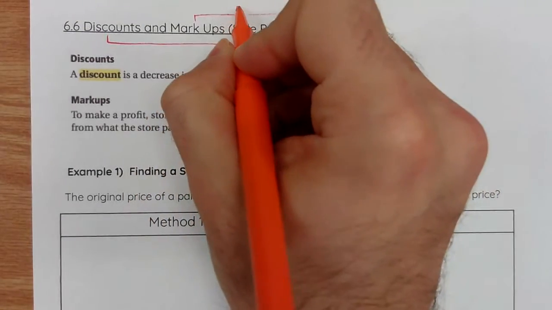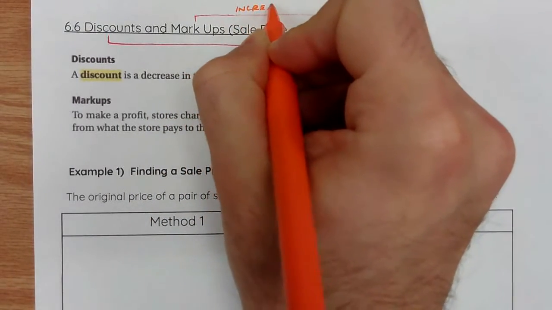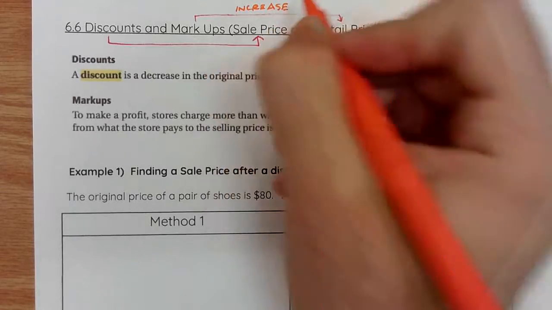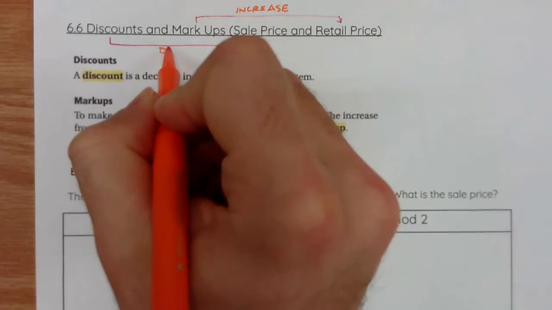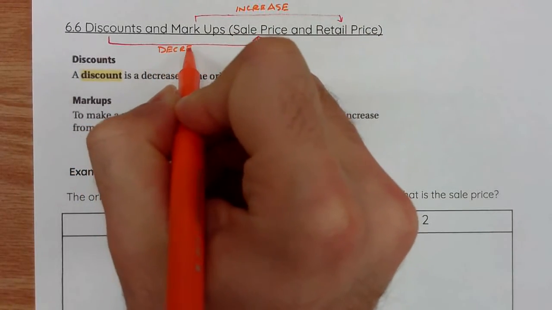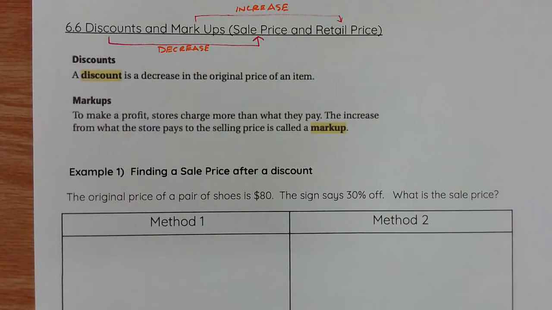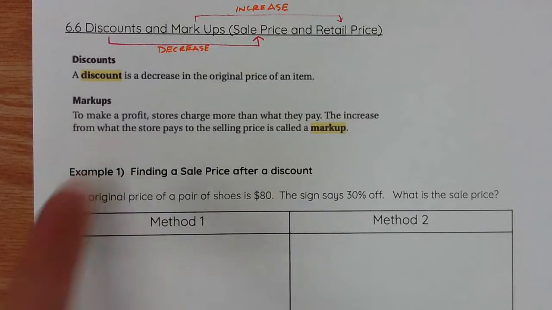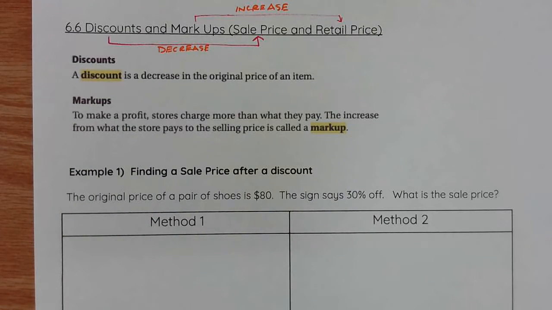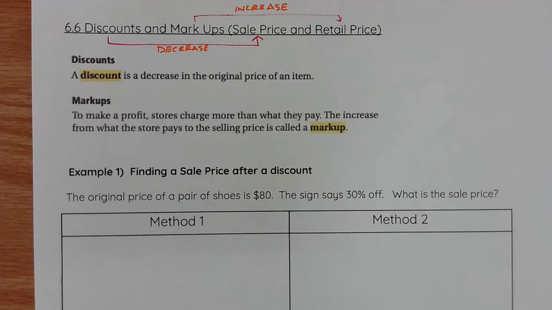So a markup is an increase, and a discount is a decrease. So when we think about an increase, it should get larger in value. A decrease should get smaller in value. And we have our formal definitions here. So a discount is a decrease in the original price of the item, and a markup explains that to make profit, stores charge more than what they pay. This increase from what the store pays to the selling price is called the markup.